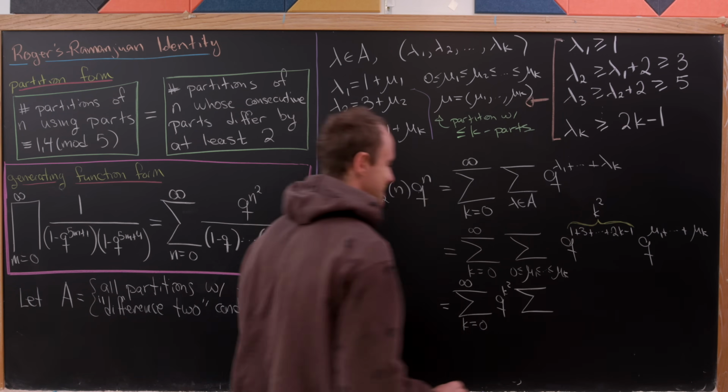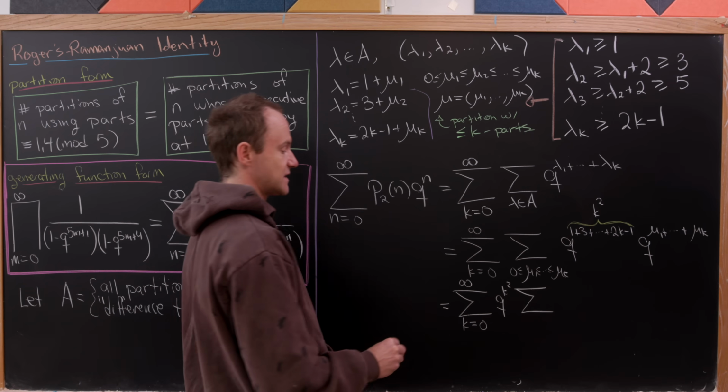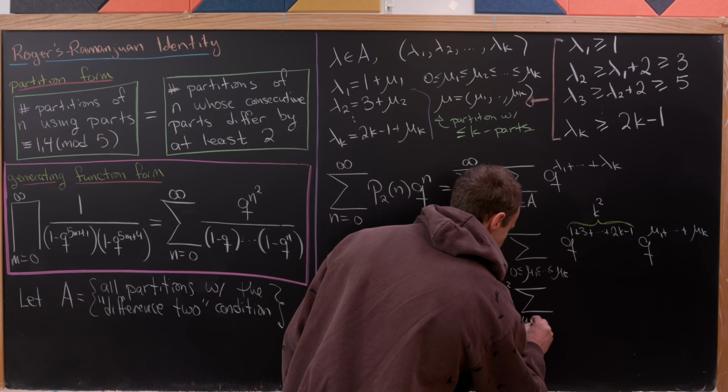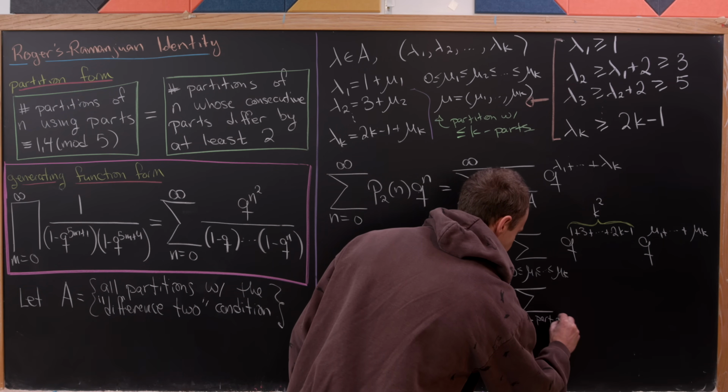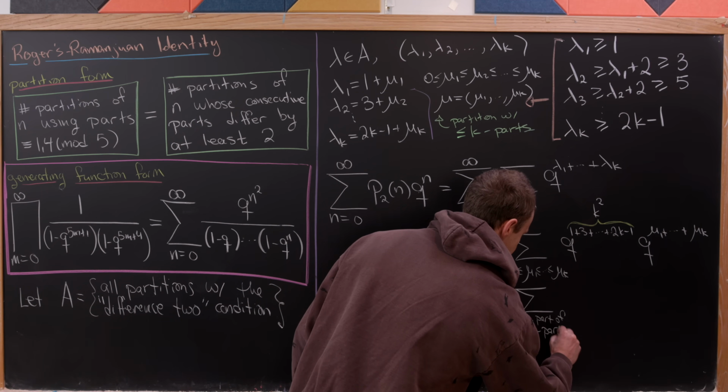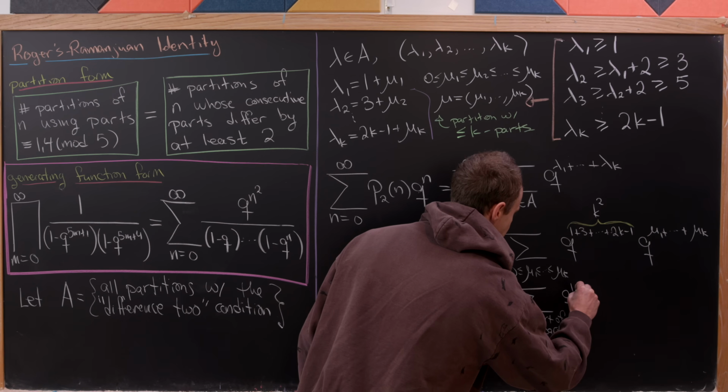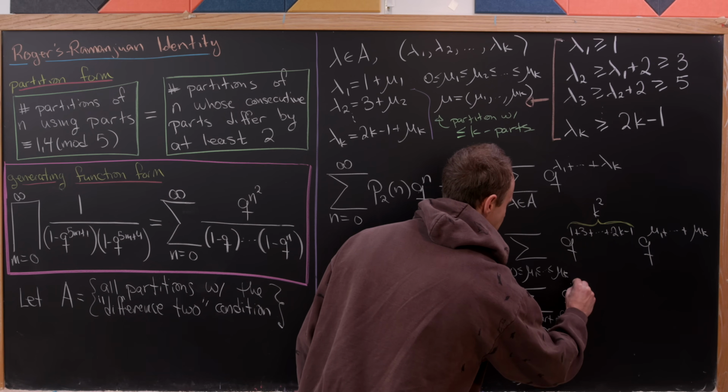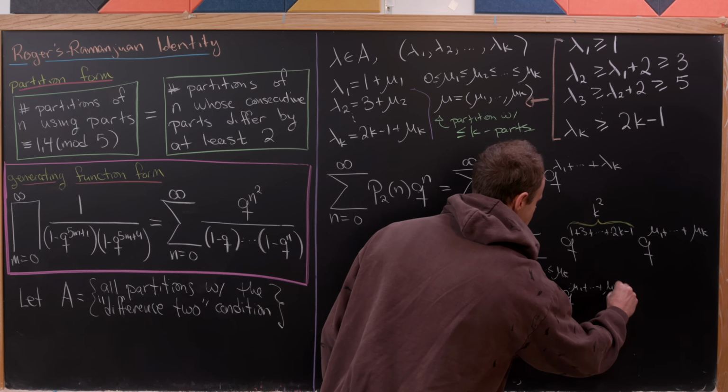And then I'm going to change this other sum, this inner sum, as follows. So I'm going to say mu, and this is a partition of less than or equal to k parts. And then we'll have q to the mu1 added all the way up to mu k.